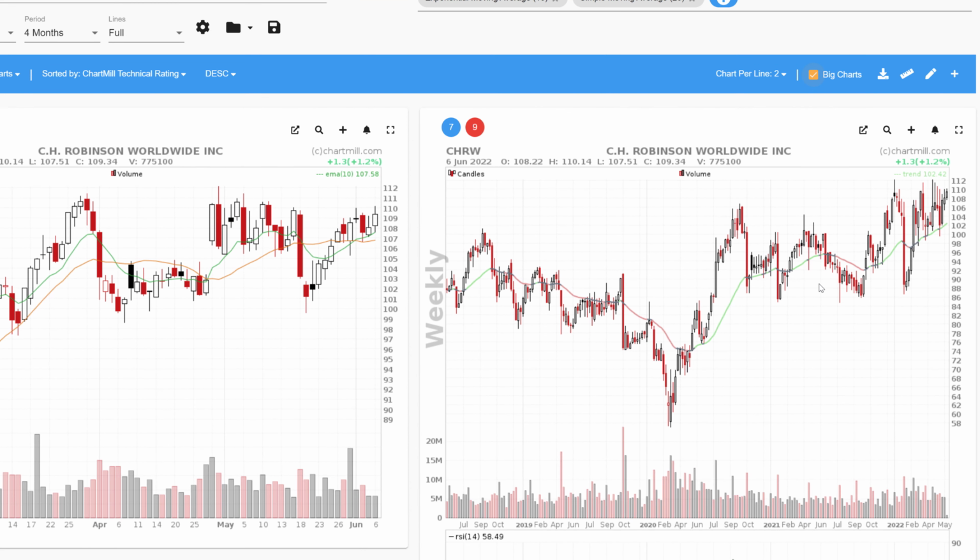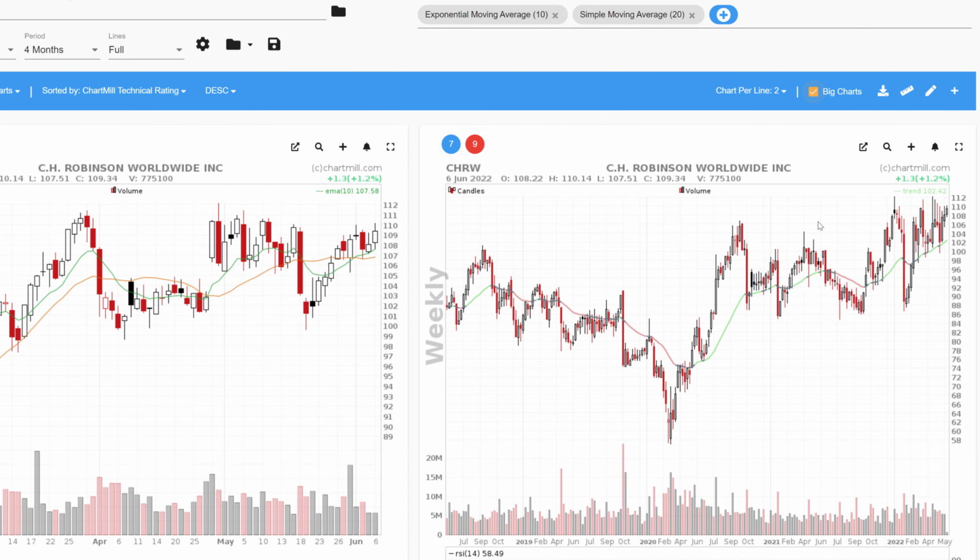On the weekly chart, the trend is upwards because the ChartMill trend indicator is green. Green is up, red is down, and gray is neutral. But there is definitely some overhead resistance at the $112 level.